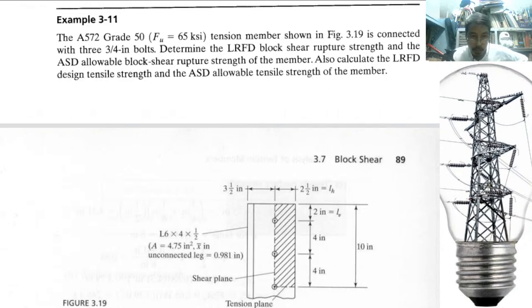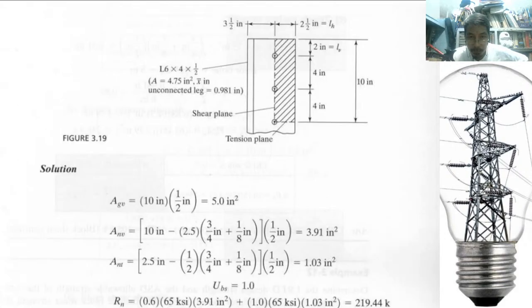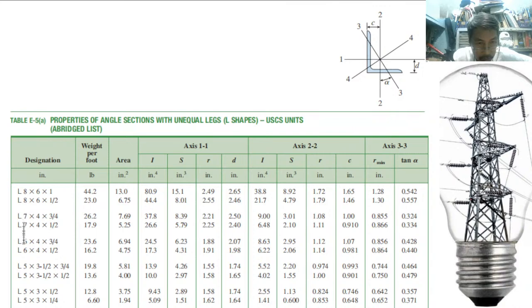Solution. We have 3/4-inch diameter bolts. On the figure we have the plate, with a spacing of 4 inches and the distance of the hole to the edge. We are given an angle. This is how you draw the angular bars, with the name 6 by 4 by 1/2. Let us look at the table for the 6 by 4 by 1/2.